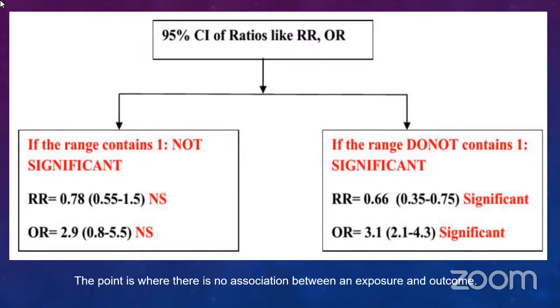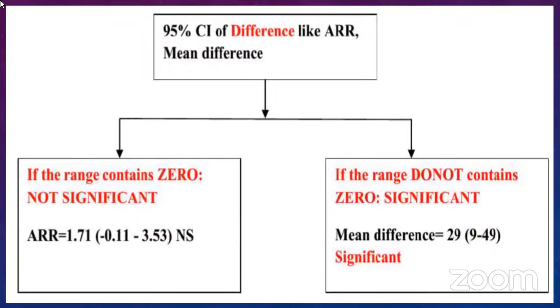I mean, there are times in a population where it is going to be meaningless, like the exposure is not going to cause the effect, like the disease or whatever, or the treatment is not going to be effective. That is, we have situations where the treatment is actually not going to be effective. Therefore, we do not consider it to be significant. So if the range does not contain 1, it is considered significant. And in cases with differences, like attributable risk, we use 0.